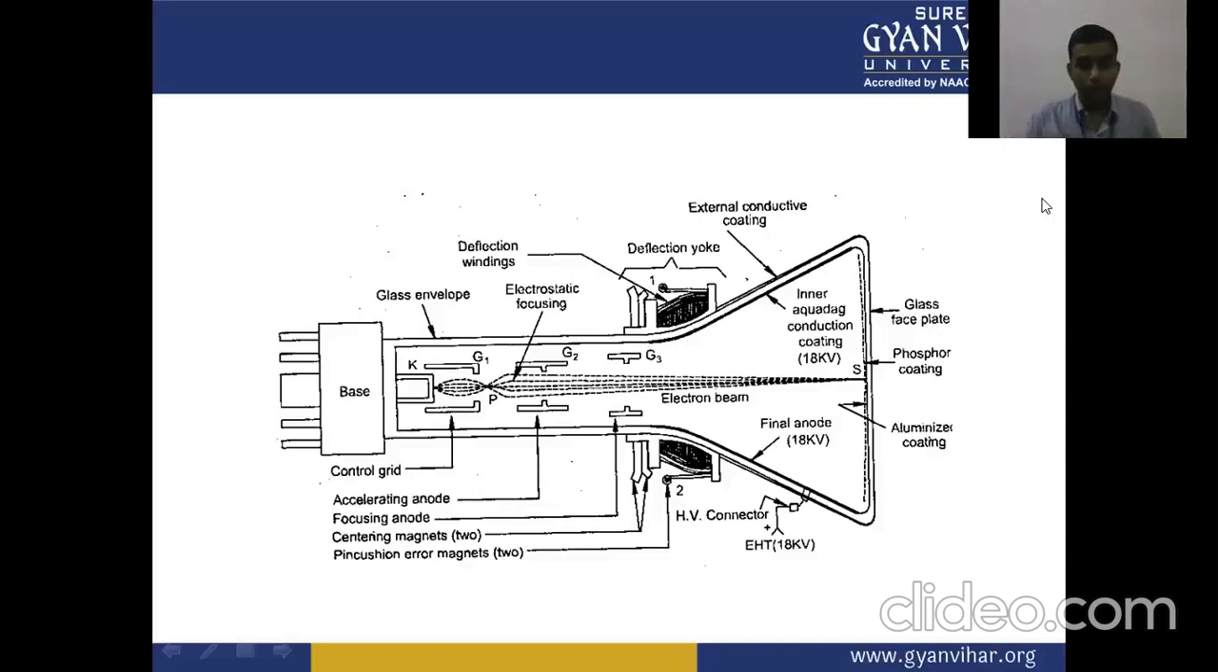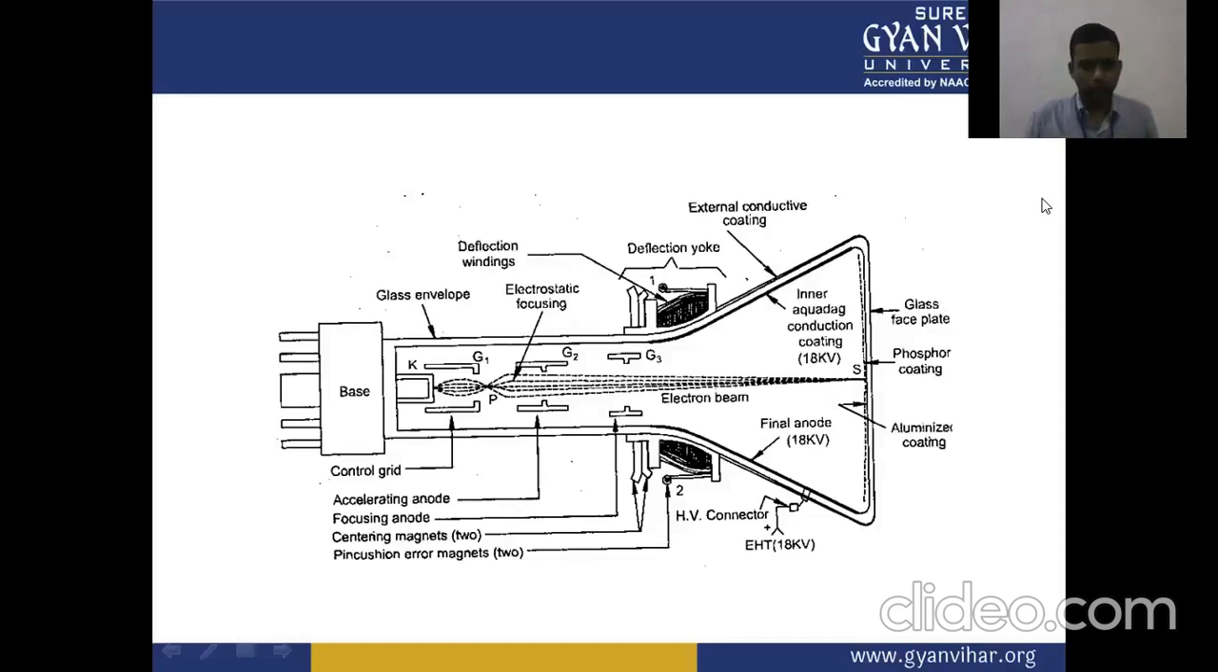The cathode will generate the electron beam, and this beam arrives at the phosphor coating of the screen. Inside the screen we have an aluminized coating, and between the glass and the aluminized coating we have a phosphor coating. This is the important coating to display the pictures. And inside this tube we have an inner conductive coating, an aquadag conductive coating.